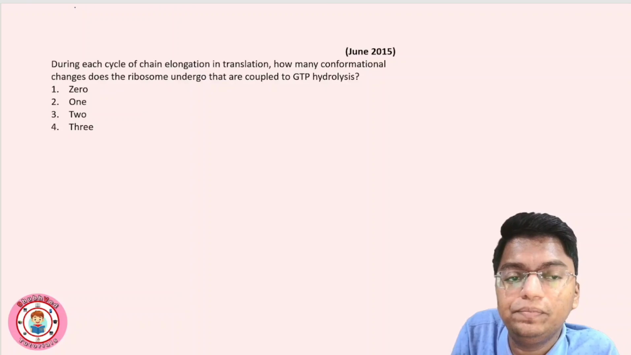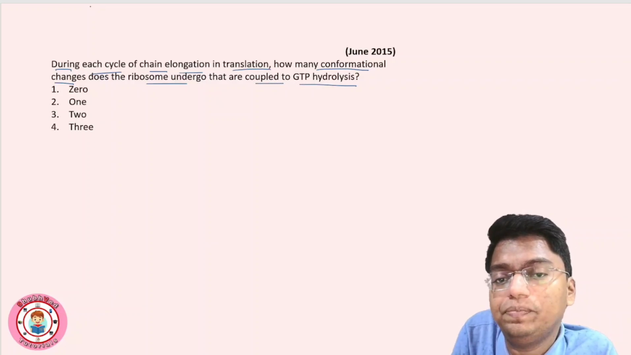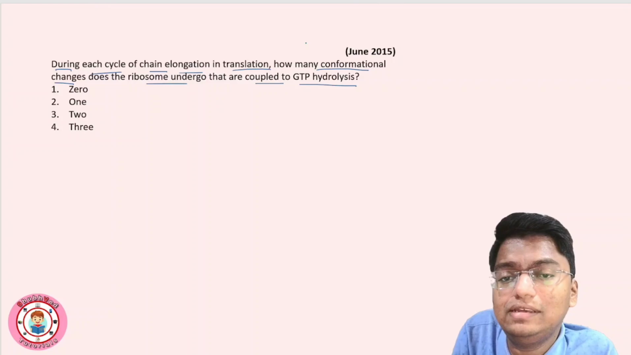First question: during each cycle of chain elongation in translation, how many conformational changes does the ribosome undergo that are coupled to GTP hydrolysis? Okay, so translation पूरा हमने discuss किया है in the molecular biology, right? Very important topic it is. So this is about the elongation process, right? Elongation process.